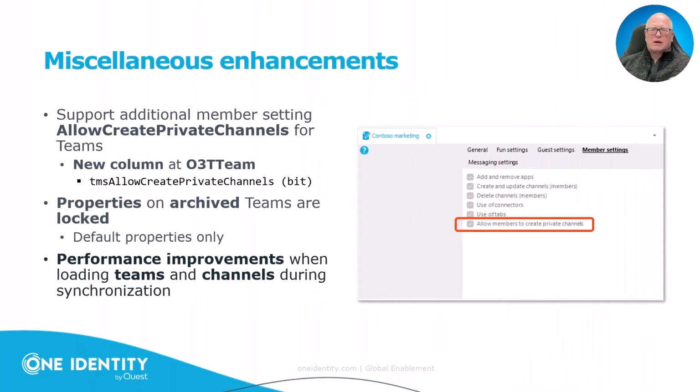If we look at some minor changes for Microsoft Teams, the first thing is that we now support the additional member setting allow create private channels. This is something that was not possible before. Now it can be done. Secondly, in the Identity Manager, properties on archived teams are now locked. That is at the end referring to Microsoft Teams itself. In Microsoft Teams, you can't do anything with archived teams, and so the Identity Manager now takes care of this behavior as well.